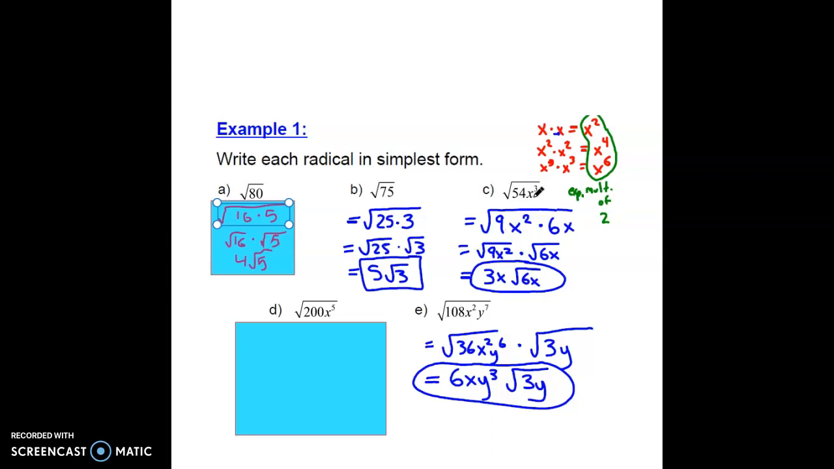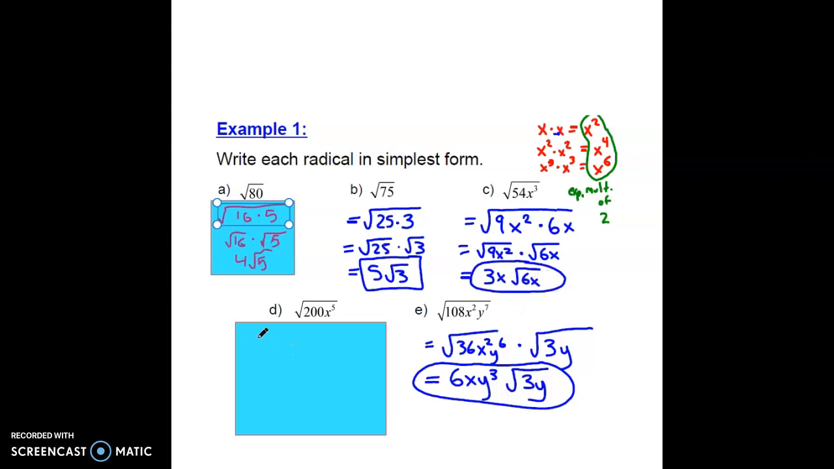And then we can look here and say, oh, okay, so we have x cubed. So x cubed, the next even number is x squared. So we write that. And then 9 times 6 is 54, so 6x. So then we split those two up. So we have 3x and then the remainder, because we took the square root of this, right? So the square root of x squared is x. So then 3x times the square root of 6x.